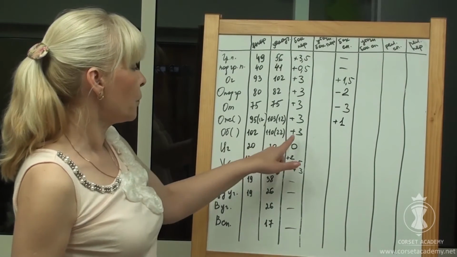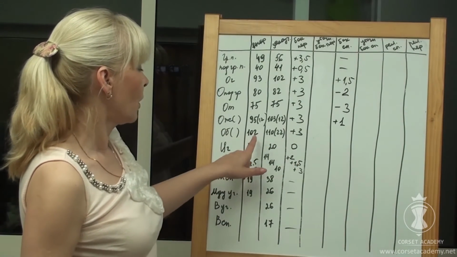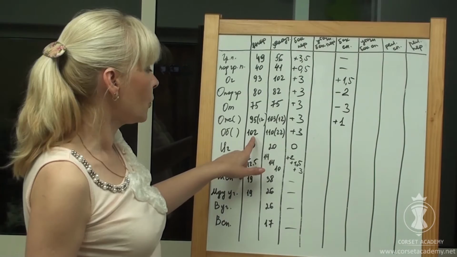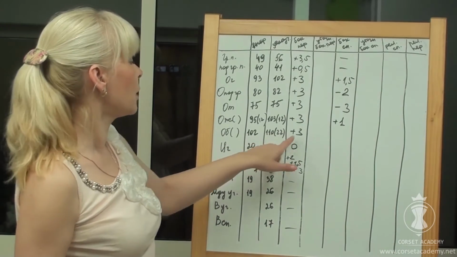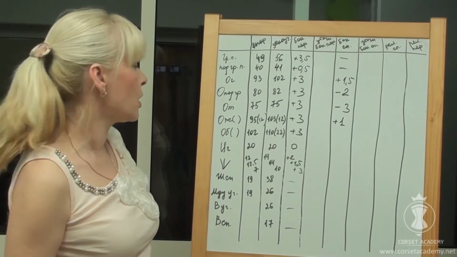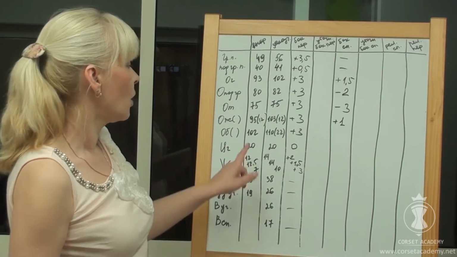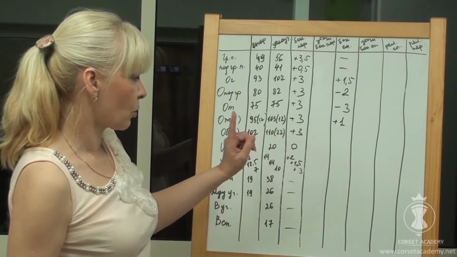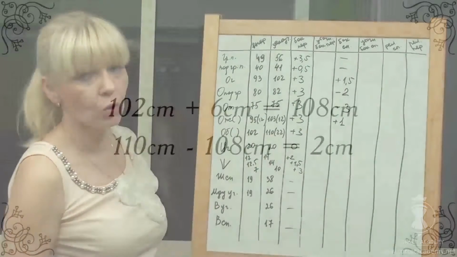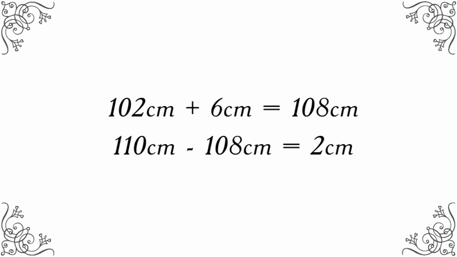Hip circumference, 110 centimeters on the client and 102 centimeters on the pattern. But I have already expanded the pattern by 3 centimeters from each side, a total of 6 centimeters. 102 centimeters plus 6 centimeters equals 108 centimeters. 110 centimeters minus 108 centimeters equals 2 centimeters.